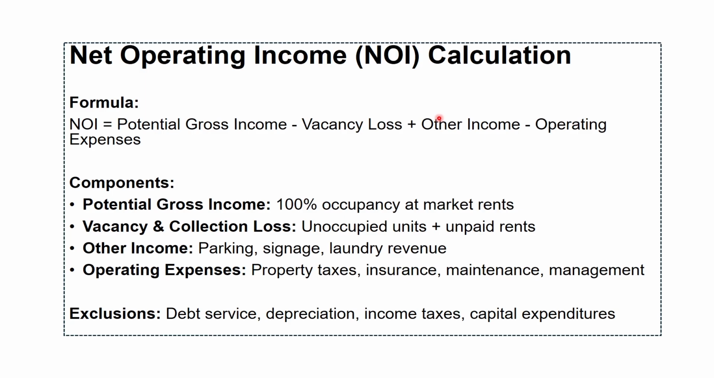Other income includes everything beyond base rent. So we have parking fees, right? We have signage revenue, we have antenna leases, and so on. In some properties, this can be substantial. A mall might earn significant income from advertising and events beyond rent.